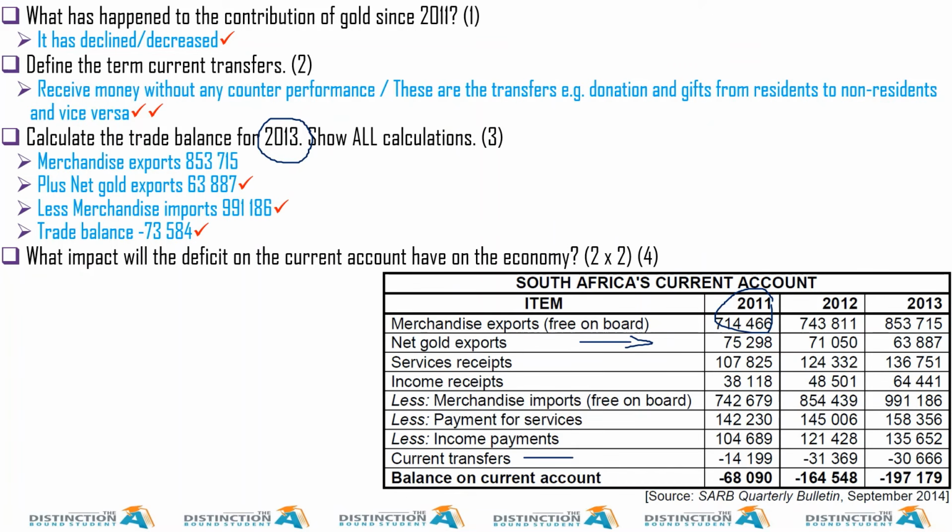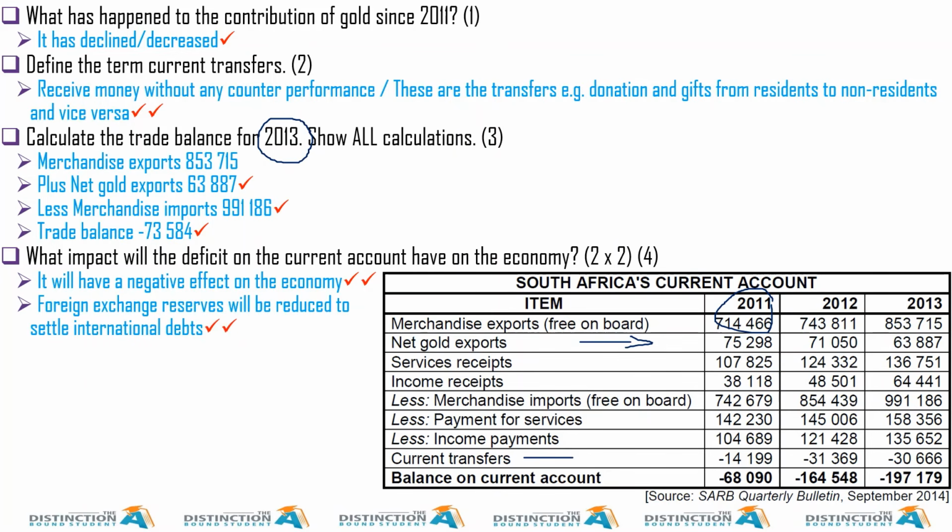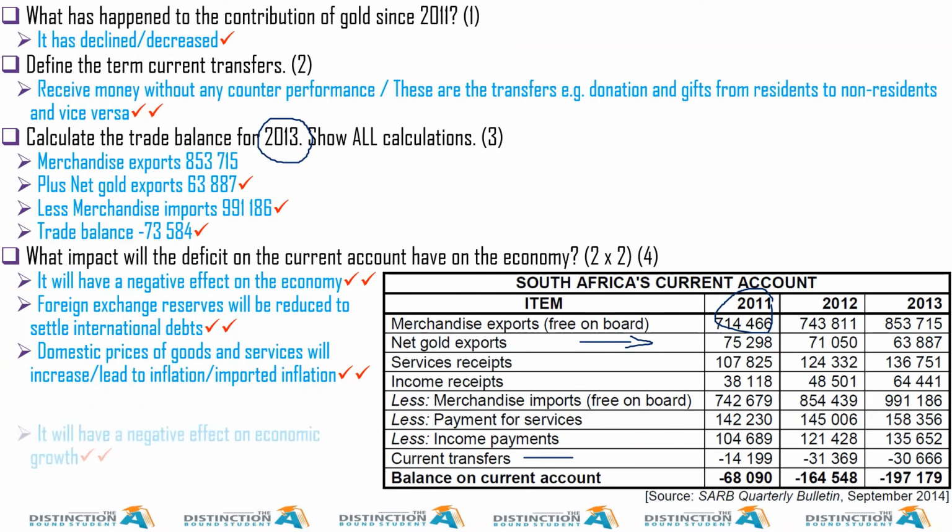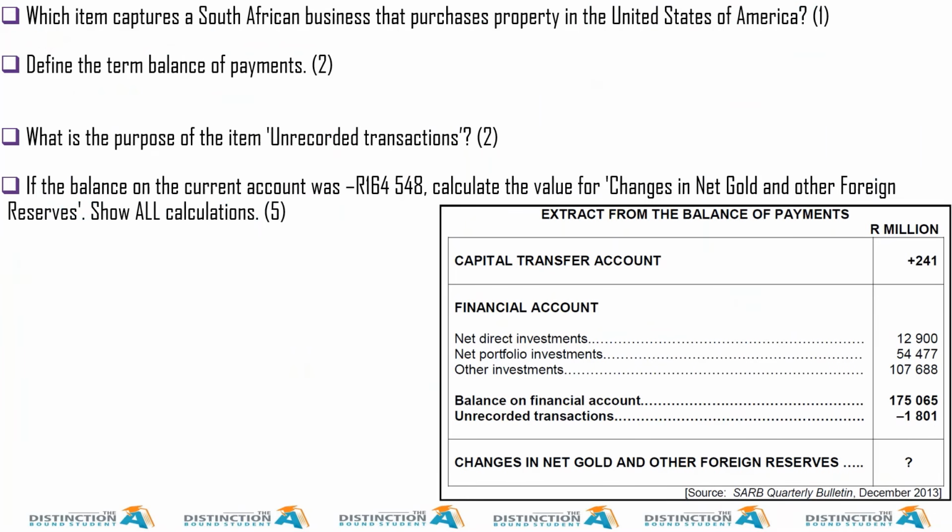What impact will the deficit on the current account have on the economy? It will have a negative effect. Okay, it's not really answering it. The foreign exchange reserve will be reduced to settle the international debt. Domestic prices of goods and services will increase, or lead to inflation or imported inflation. It will have a negative effect on economic growth.